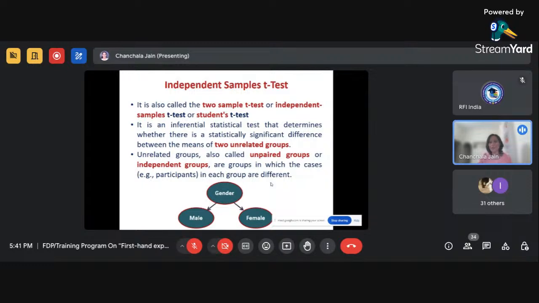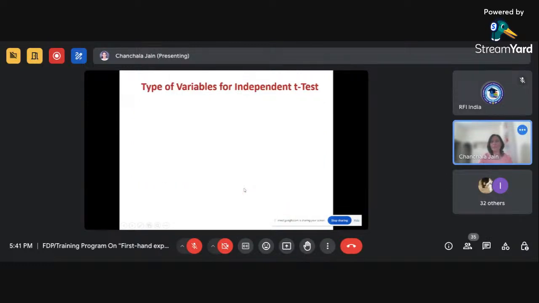Now to understand this, I have taken this example. Say we have the gender variable available, and in that case we have two unrelated groups, that is male and female. It is quite obvious these two groups are unrelated to each other. That means a male cannot be part of the female group, and a female cannot be part of the male group, right? So this is the way of understanding the independent samples t-test.